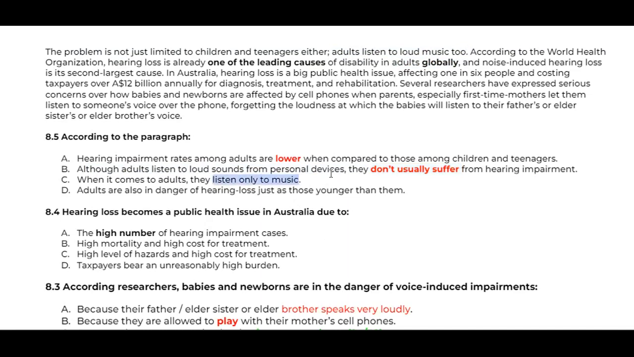When it comes to adults, they listen only to music. My God, they are only listening to only music. Poor people. Okay, they don't listen to anything else. Totally absurd. So definitely this will be the right answer.